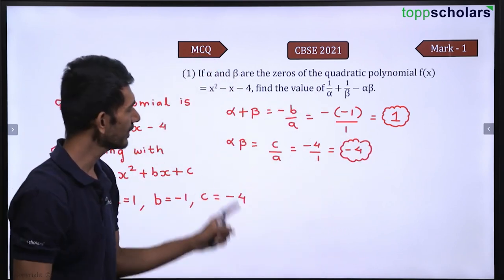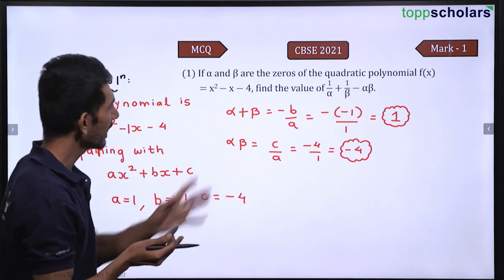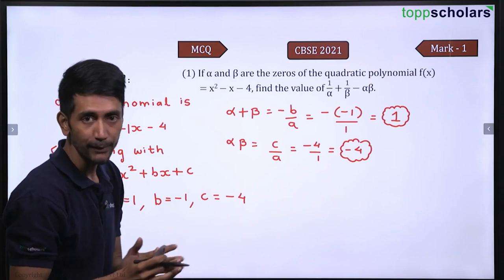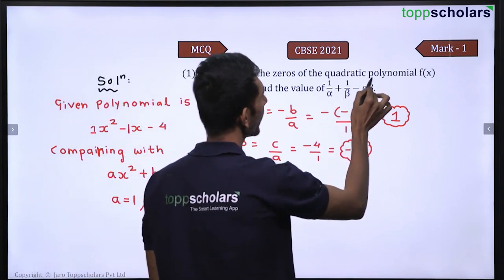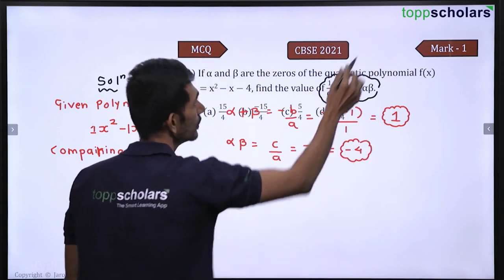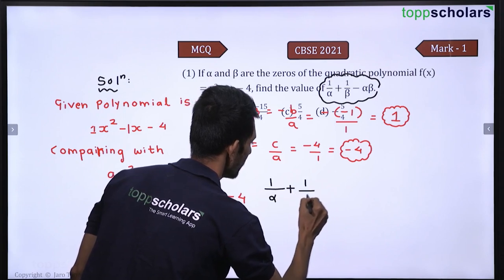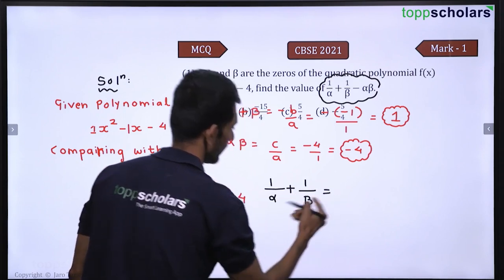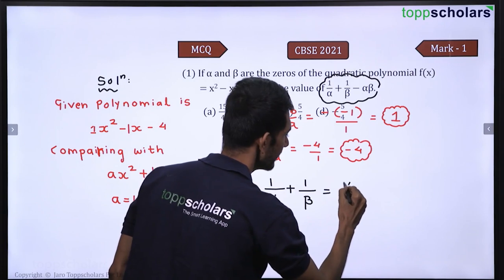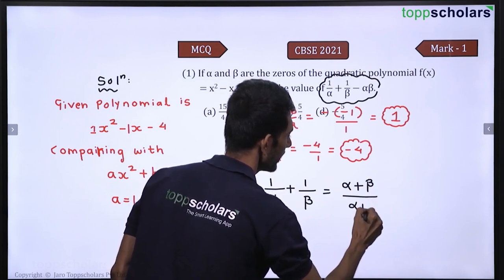Alpha plus beta is 1. Alpha into beta is minus 4. We are supposed to find out 1 by alpha plus 1 by beta minus alpha beta, right? So if I write down 1 by alpha plus 1 by beta, then just solve this further by taking the LCM. I get alpha plus beta by alpha beta.